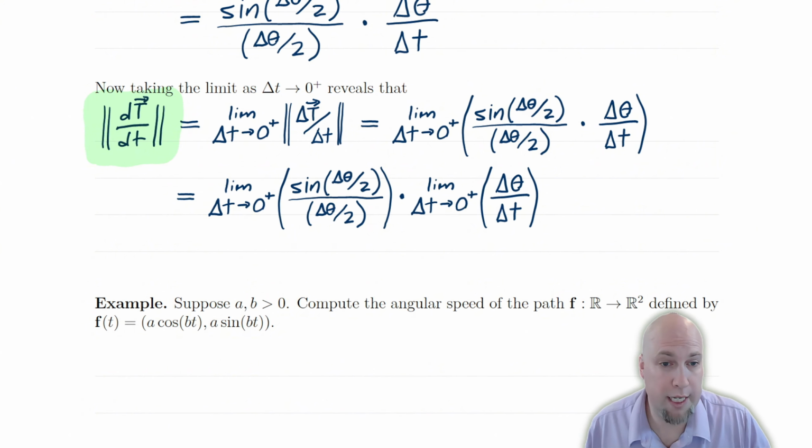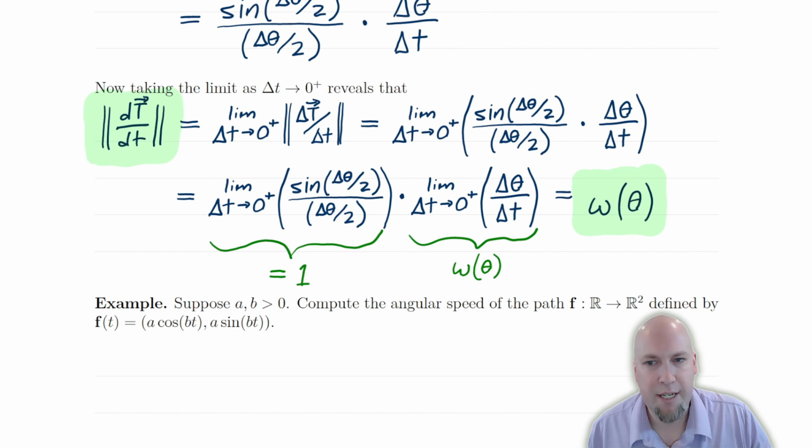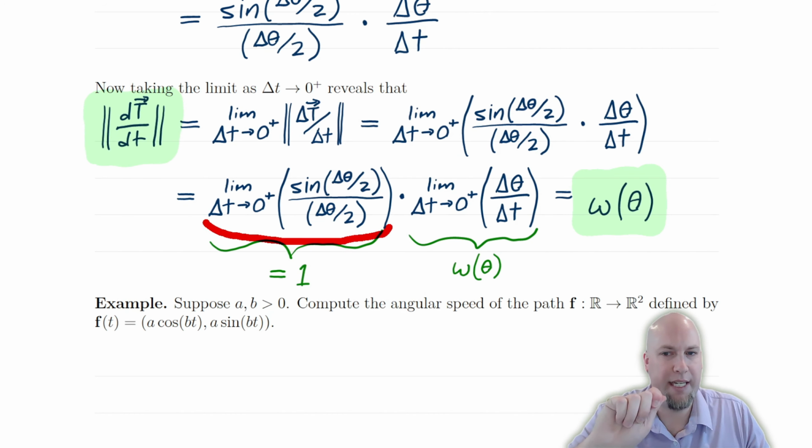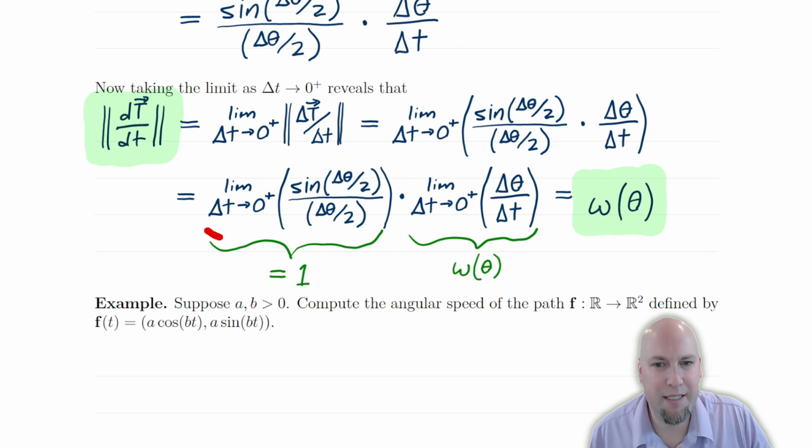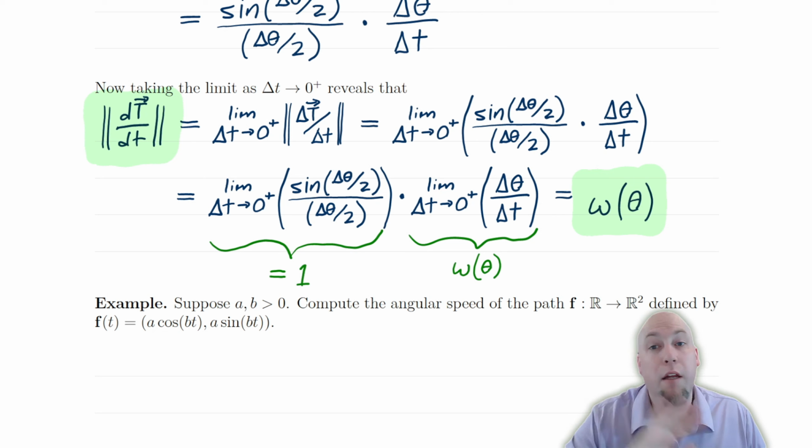And it's just one more line to show that, yeah, those both exist, because this limit on the left, that's exactly that sine x over x limit that I talked about. This limit here just equals 1, and this limit here is exactly the definition of the angular speed. So I've just got 1 times angular speed equals angular speed. Hey, I'm happy.